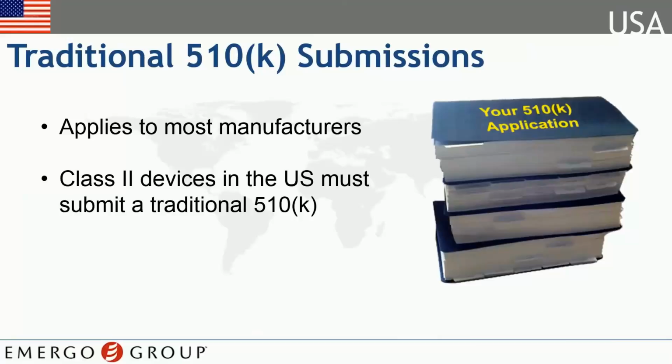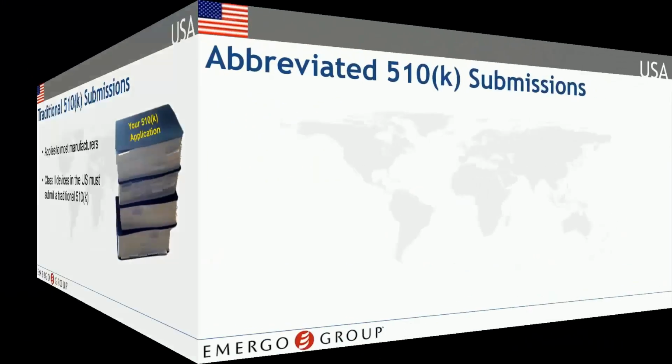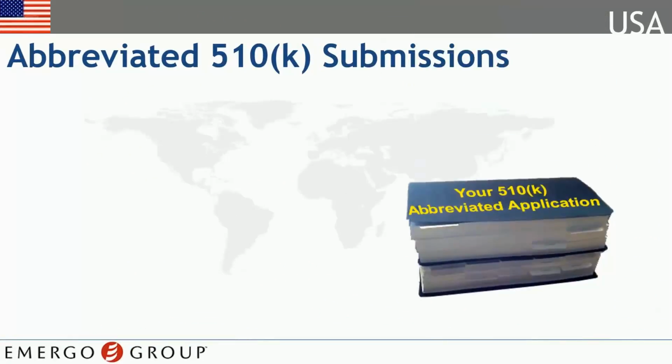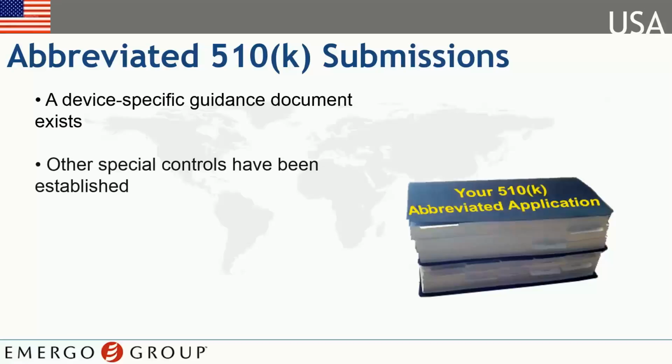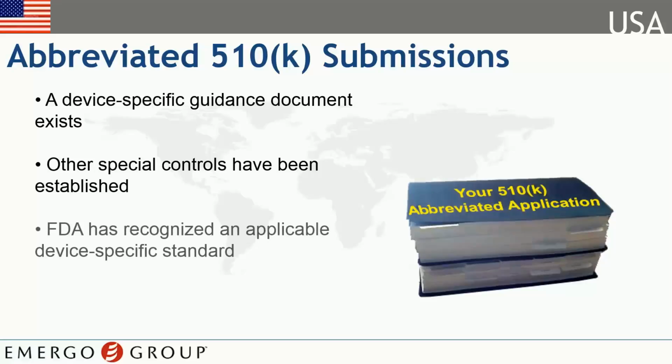Most medical devices will require a traditional 510K unless it meets certain criteria. A traditional 510K includes the most extensive product documentation for FDA review. The image displayed is not an exaggeration. An abbreviated 510K includes summary reports demonstrating the use of guidance documents, special controls, or declarations of conformity to recognized standards. Qualification depends upon whether or not a device-specific guidance document exists that narrows or standardizes pre-market review questions regarding your device. Other special controls have been established that narrow or standardize pre-market review questions, or the FDA has recognized a device-specific standard applicable to the device that covers aspects of design and performance.